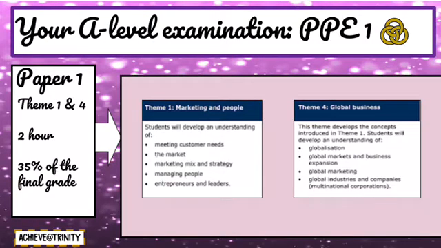The first exam paper will test students' knowledge and understanding of markets and people and global business. The paper will ask questions from across Year 12 and 13 theory. Therefore, students must ensure they revise content from all topic areas. The slide shows what both themes cover, and students also have a year plan showing all topics as well as PLCs to check their learning against.